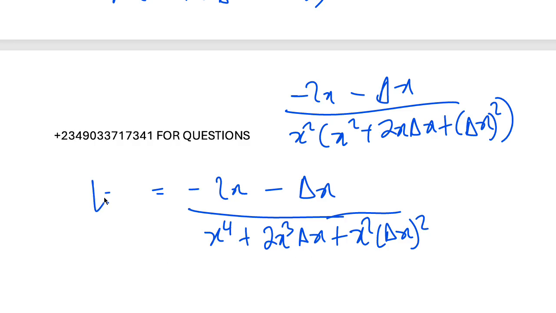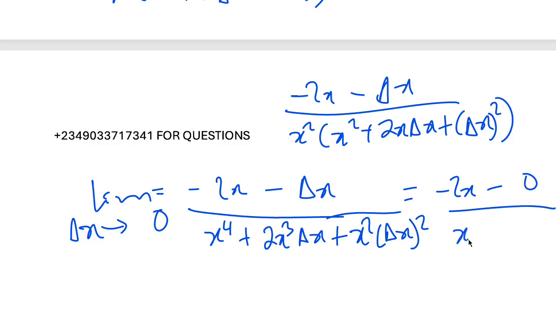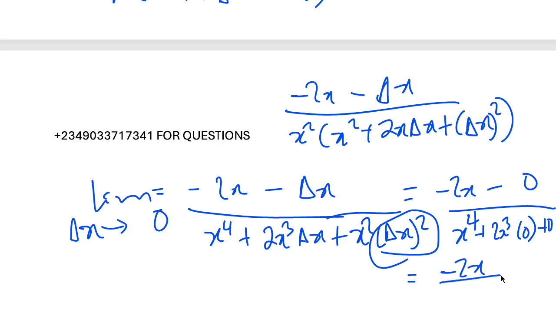So remember, we are tackling the limit as change in x tends to 0. So at this point, I don't think we're going to be having an indeterminate of 0 over 0. So we just simply substitute 0 anywhere we have change in x. So that's negative 2x negative 0. And then we have x to the 4 underneath. And then we have plus 2x cubed. And then we're going to end up with 0 plus, we're still having another change in x right here, so we're going to have 0. So that's simply negative 2x over x to the 4, right?